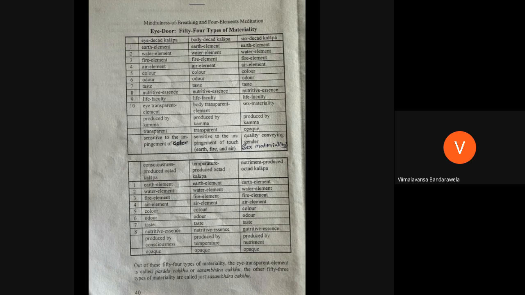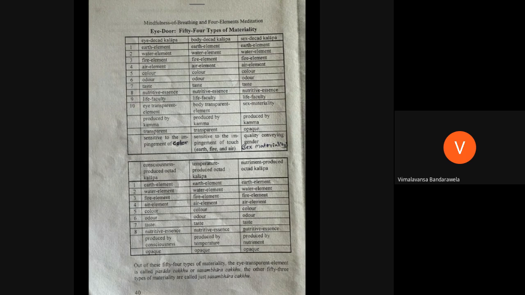How many materiality here? You have 7 types of rupa kalapa: kamma-born 4, and the other chitta-born, temperature-born, and the aharaja-born. So 7 types of rupa kalapa. Altogether you have 63 types of ultimate materiality. Last day we discussed this.